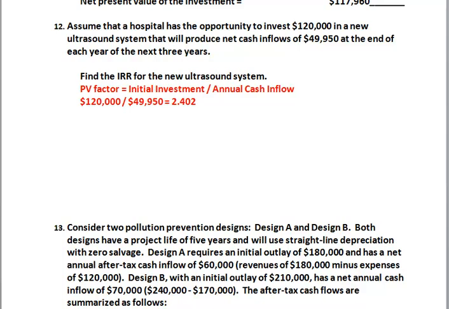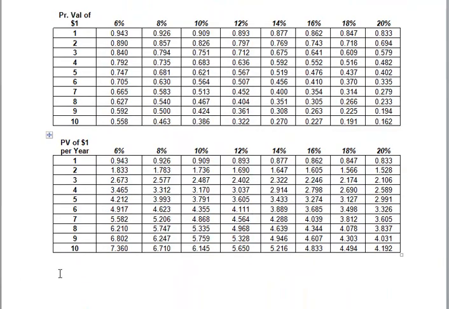And then to find IRR, you're going to look the factor up on a table. So your factor is 2.402. You also want to look at the timeline. You're getting cash every year for 3 years, so you know that that's an annuity. So it's the annuity table, timeline 3, and I'm looking for the 2.402. So I look across, look across, look across. Oh, I found it. Great. Once you find it, you look up, you see which column you're in, and you're in 12%. So that's your internal rate of return.